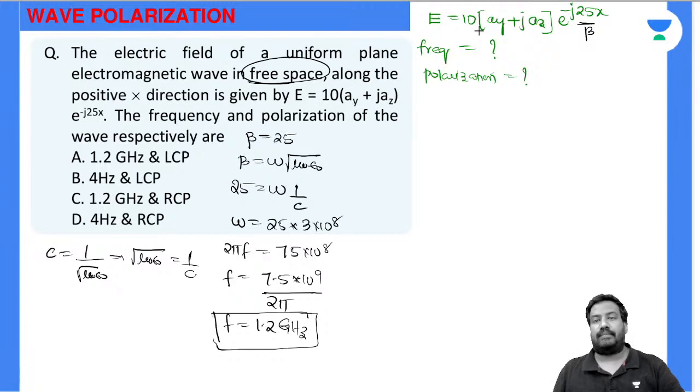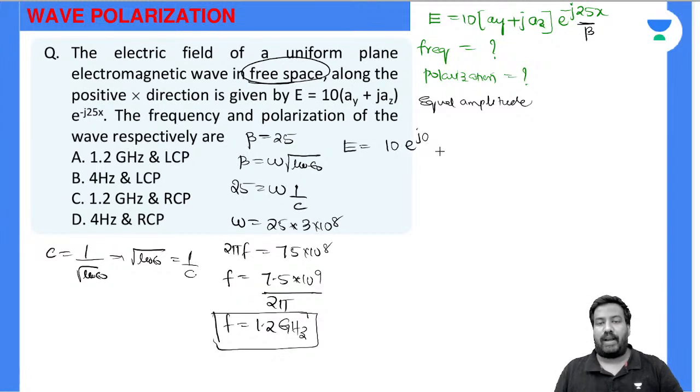How to find polarization? Equal amplitude, 10. How to write phase? 1 is e power j0, j is e power j pi by 2. So it is 10 into e power j0, that's 1, ay plus 10 into j, which is e power j pi by 2, that is cos pi by 2 plus j sin pi by 2, which is j. j can be written as e power j pi by 2 into az. Now it will be easy for you.